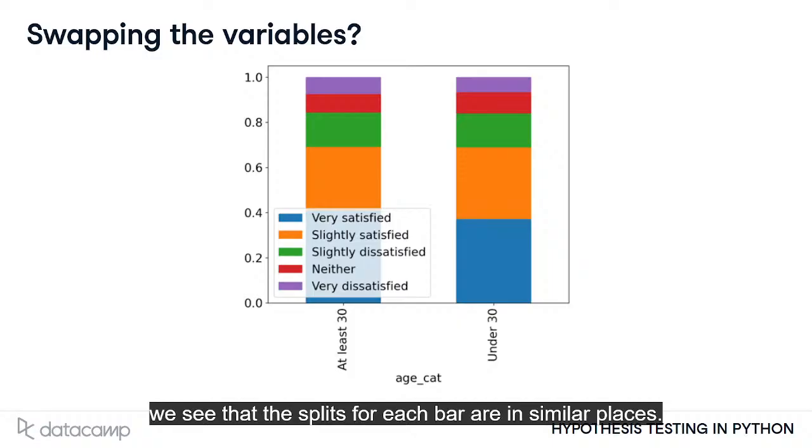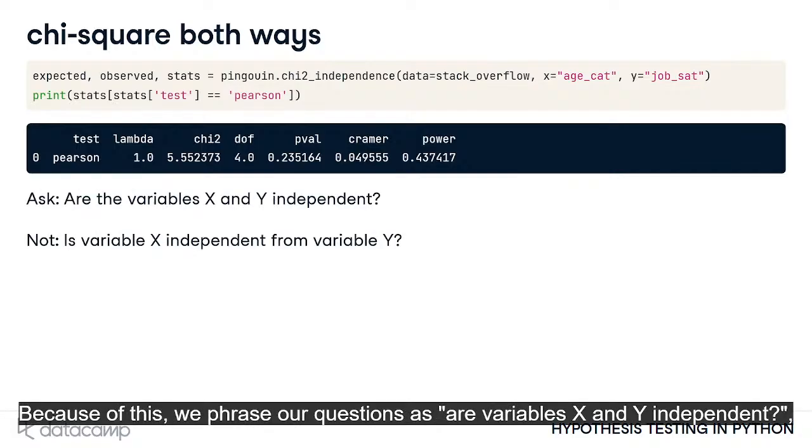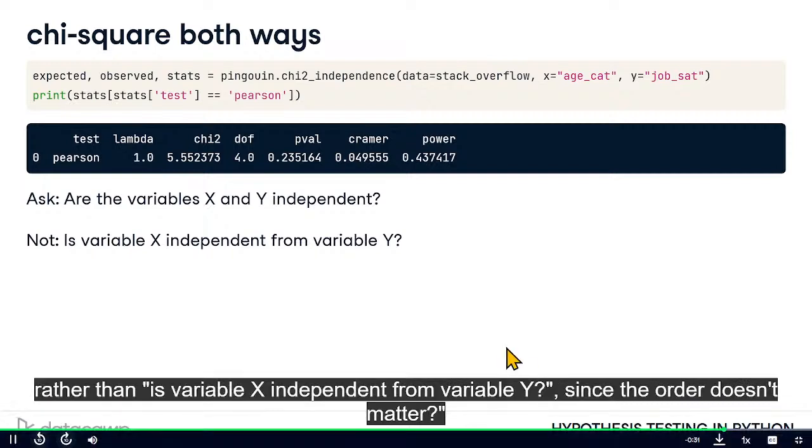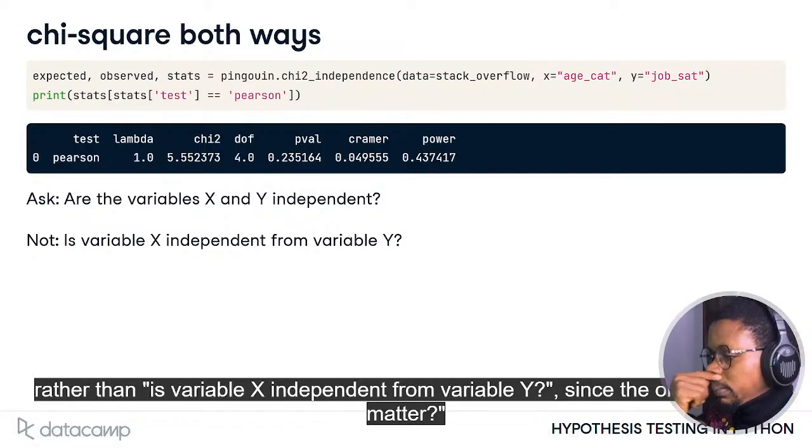Swapping the variables so age category is the response and job satisfaction is the explanatory variable, we see that the splits for each bar are in similar places. If we run the chi-square test with the variables swapped, then the results are identical. Because of this, we phrase our questions as, are variables x and y independent? Rather than, is variable x independent from variable y? Since the order doesn't matter.